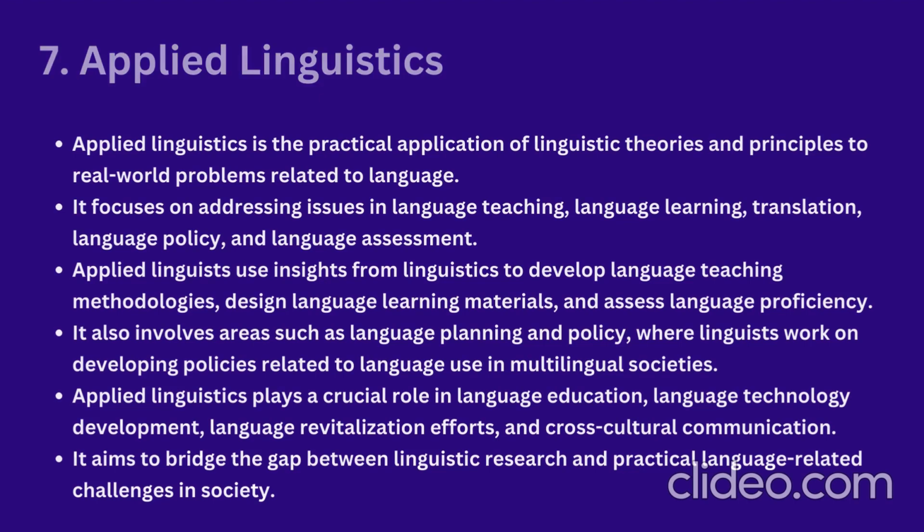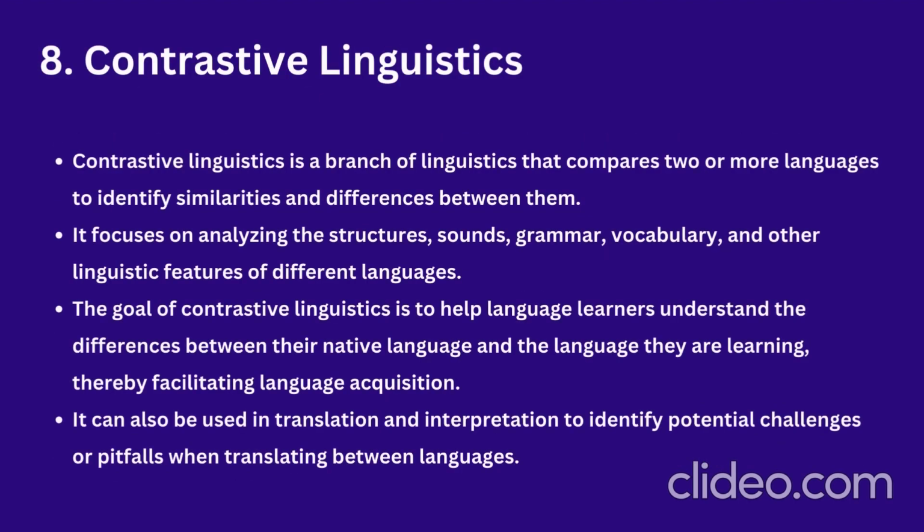Okay, next is contrastive linguistics. Contrastive linguistics is about comparing languages to see how they are similar or different. It helps us understand how people learn new languages by showing the differences between their native language and the one they are learning. So, we all have our native language, be it Malayalam or Hindi, whatever it is. But we also learn a foreign language like English. Okay, we'll be looking at what the similarities are, what the differences are, etc. So that is what you learn in contrastive linguistics.